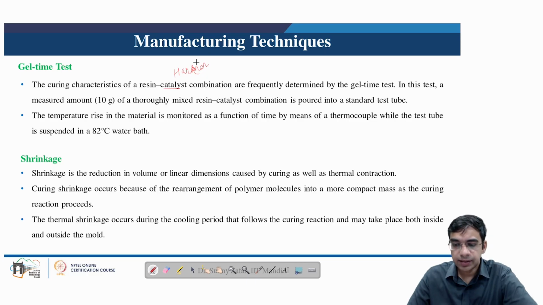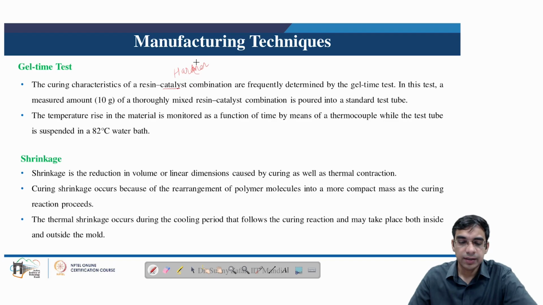So the gel time test is a test where a measured amount, say 10 gram, of thoroughly mixed resin and catalyst is combined and poured into a standard test tube. The temperature rise in the material is monitored as a function of time by means of a thermocouple, while the test tube is suspended in an 82 degrees Celsius water bath.